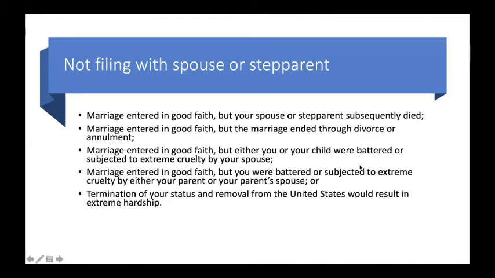Ito yung mga VAWA cases. Number four, para naman doon sa bata, kung nasubject yung bata sa extreme cruelty, either ng sarili niyang parent o kaya yung asawa ng kanyang parent. Or, termination ng status mo and removal from the U.S. ay magre-resulta ng extreme hardship. So, ito ang mga exceptions, okay? So, pwede ka pa rin mag-file alone dito sa mga situations na to.